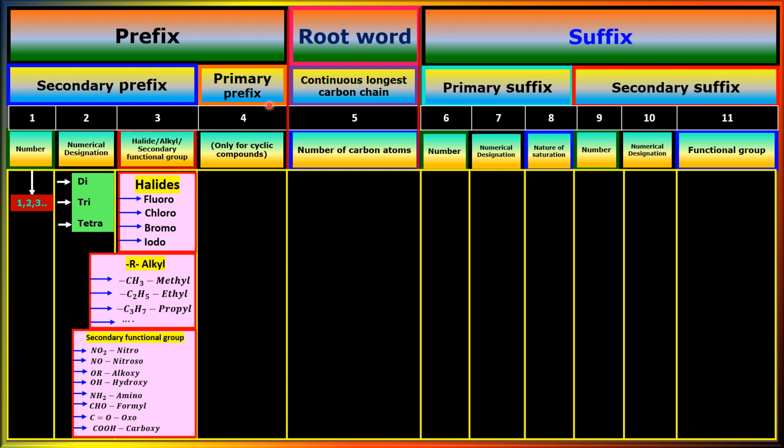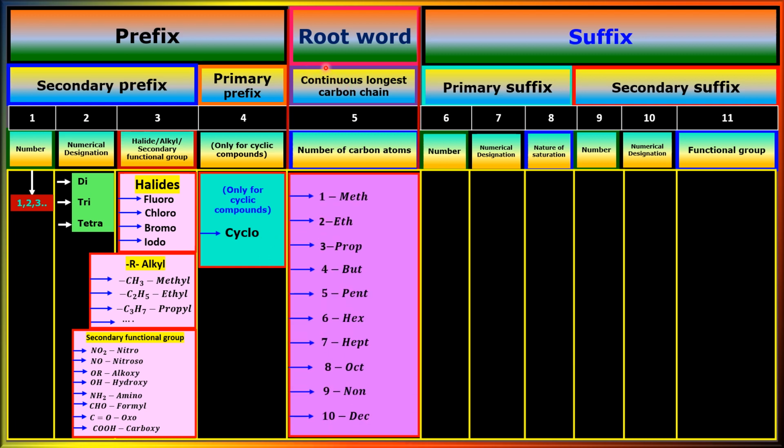Next, primary prefix. It is used only for cyclic compounds. And if the compounds are not cyclic, this part of the name is absent. The primary prefix is only one, that is cyclo only. It is used only for cyclic, alicyclic compounds or cyclic compounds. Next, root word.